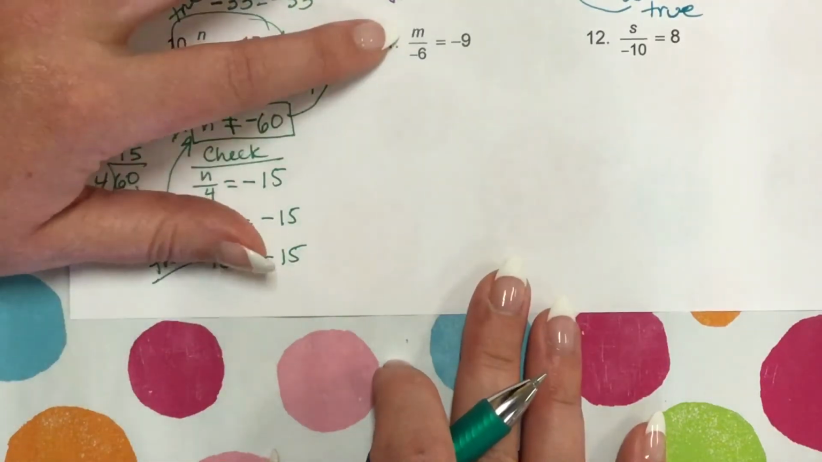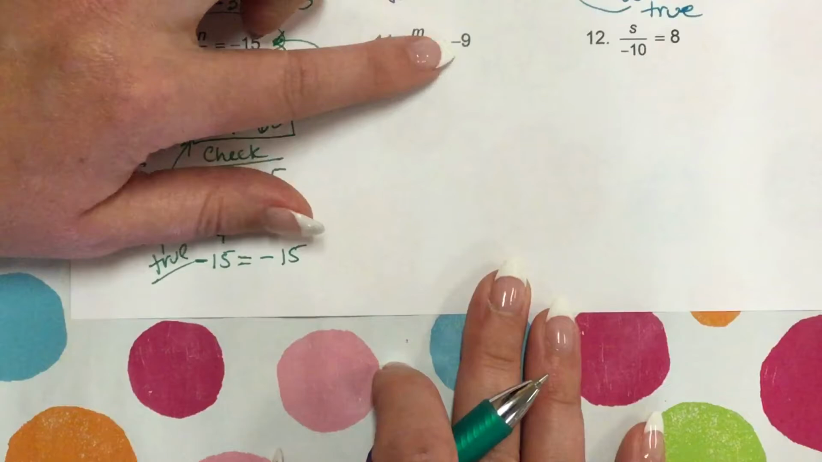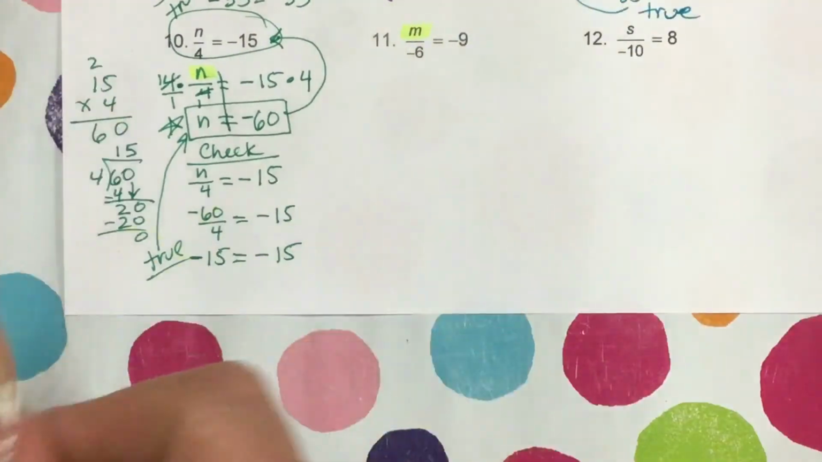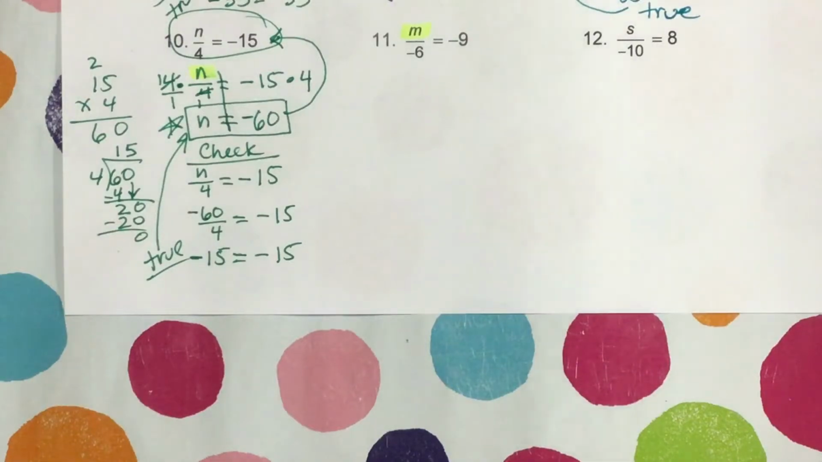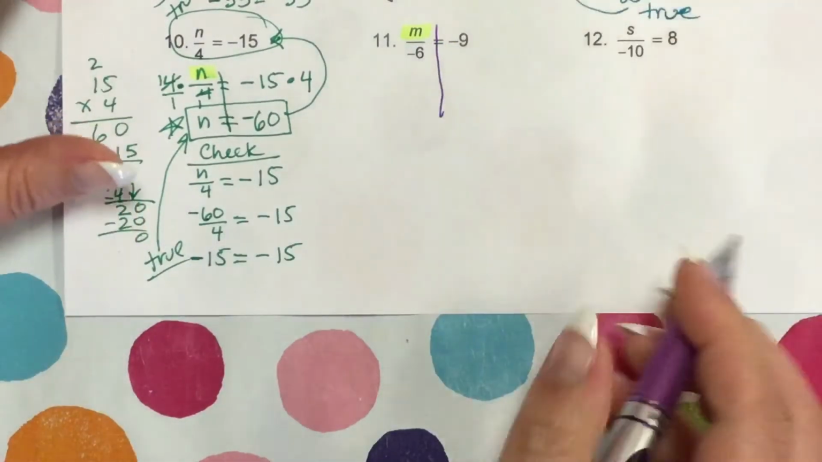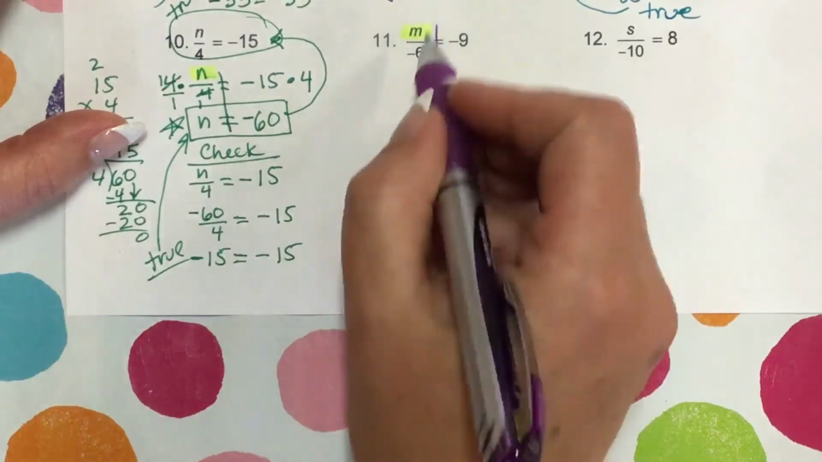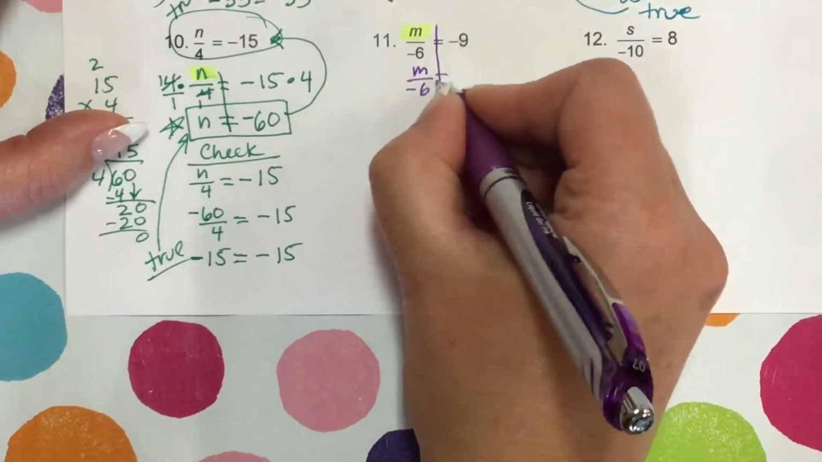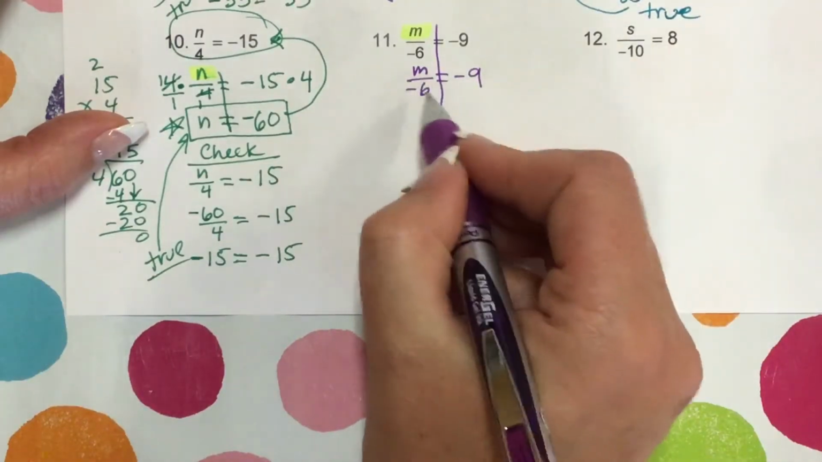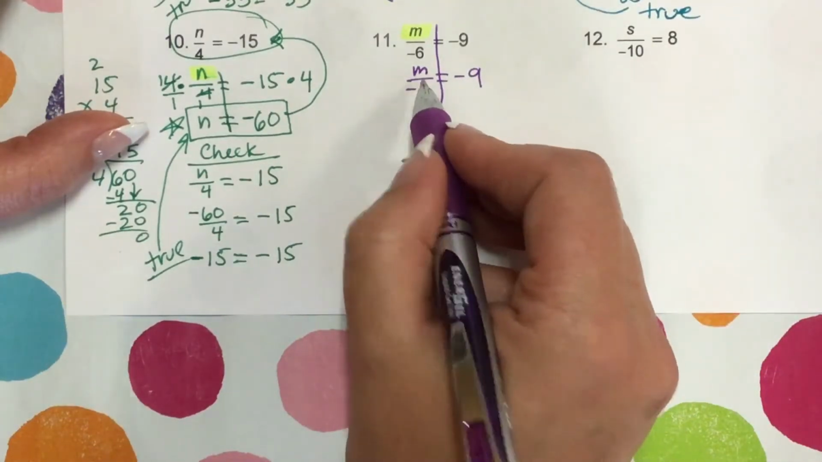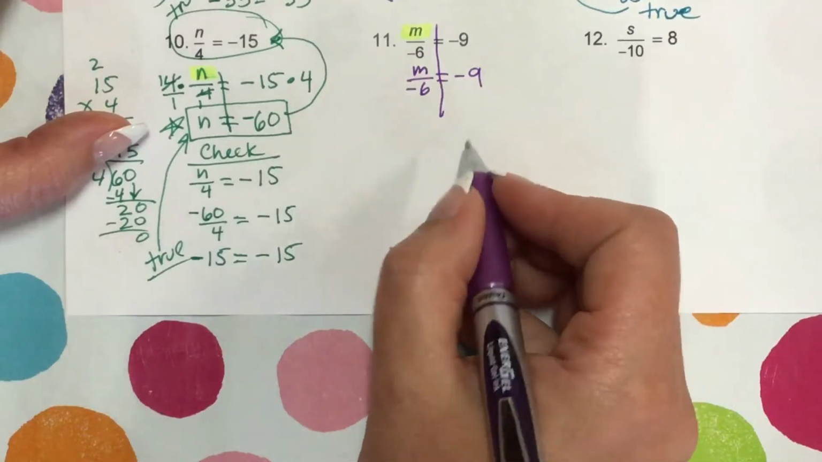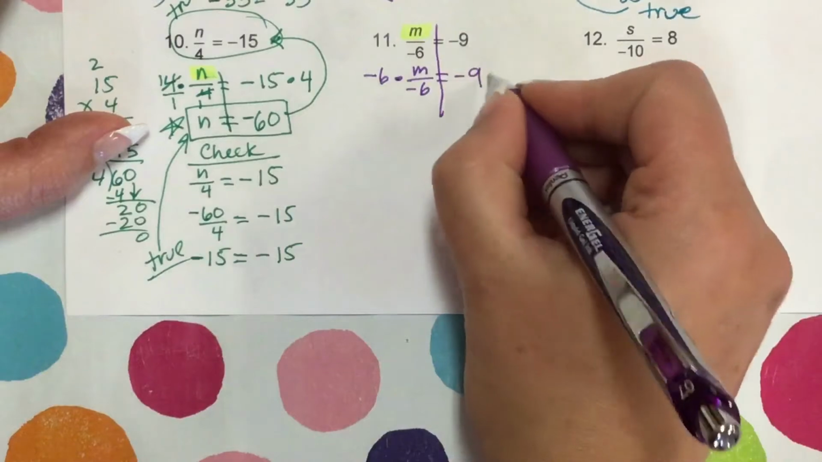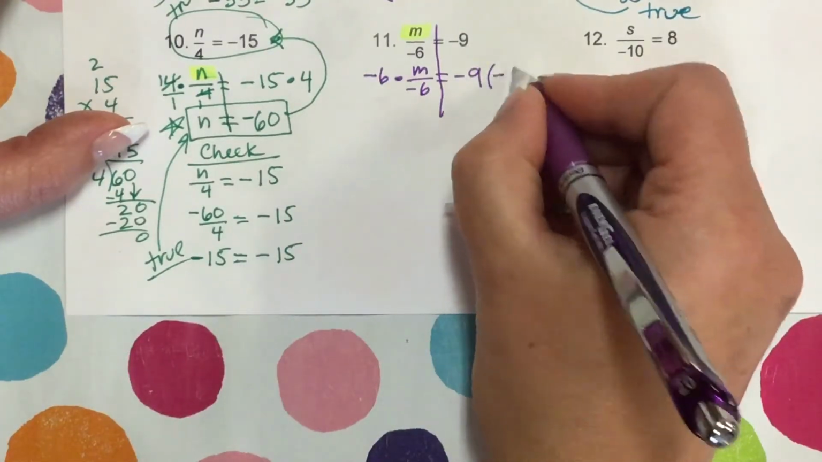Okay, we have m divided by negative 6 equals negative 9. We are trying to get m by itself on this side of the equation. Is m by itself? No, it's not. It is divided by negative 6. I'm going to go ahead and rewrite this. Okay, so negative 6 is related to m through division. So we have to do the inverse operation to both sides, which would be multiplication. So we're going to multiply this side by a negative 6. And we're going to multiply this side by a negative 6.